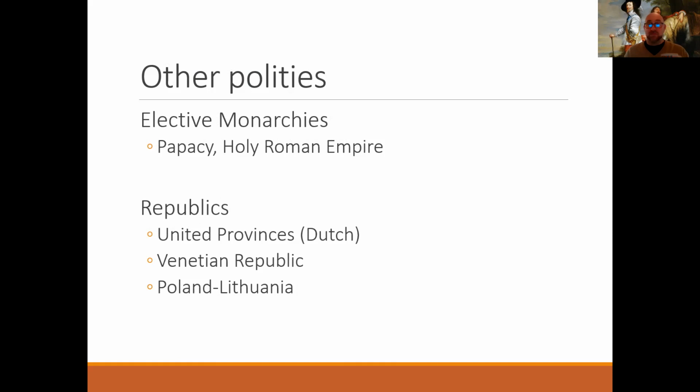And then finally, there are a few republics left in the 17th, early 18th centuries. Most famously, the Dutch, the United Provinces, you know about them, broke away from Spain. Merchant Republic, Calvinists, relatively tolerant of religious diversity in the Netherlands.